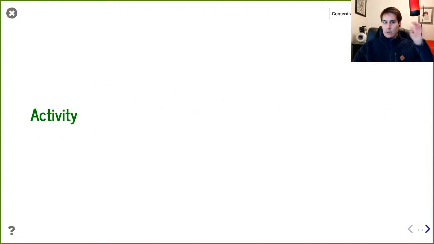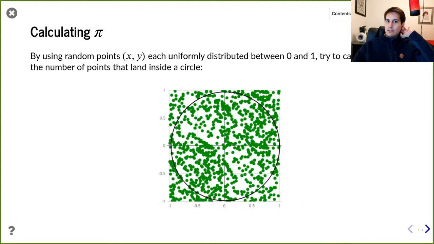Okay, so now we'll do the activity. Let me think of it. Okay, so the first activity is something that you need to program by using random numbers.